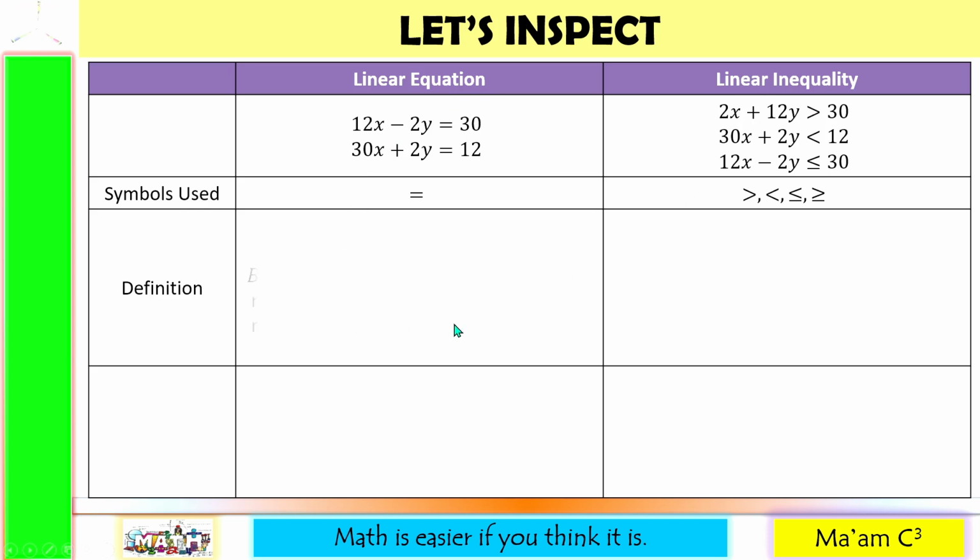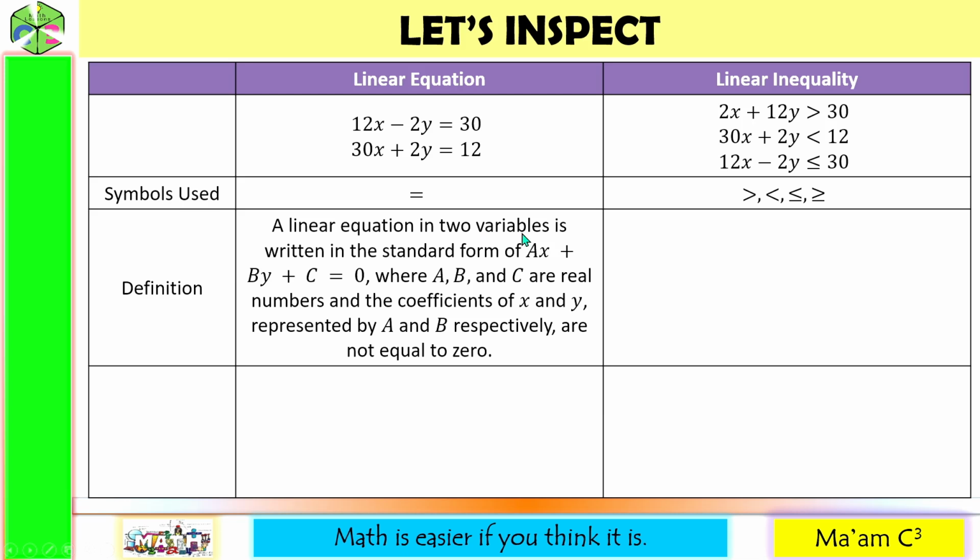For the linear equation, a linear equation in two variables is written in the standard form ax plus by plus c is equal to 0, where a, b, and c are real numbers.